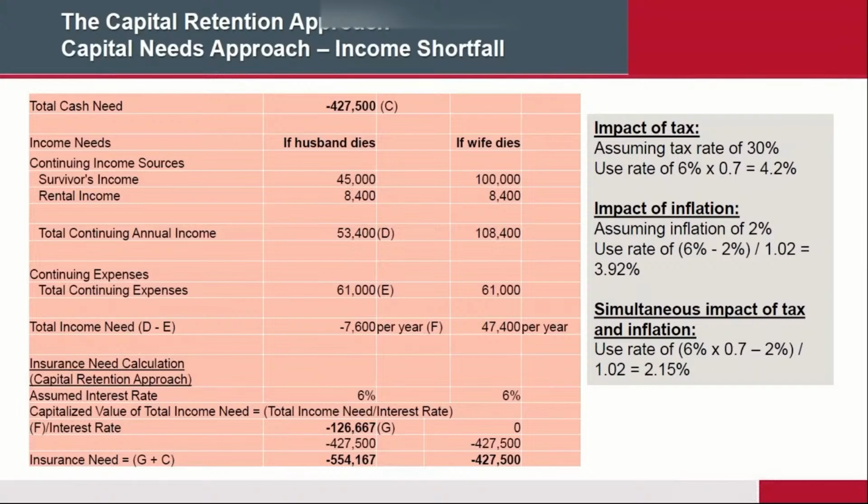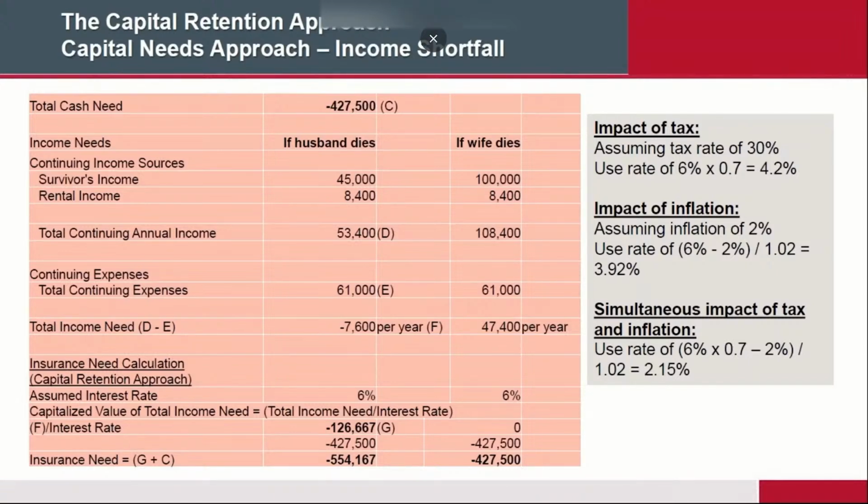Okay, that is the amount of insurance should Mr. Jones die. What if it's Mrs. Jones that dies? So the wife dies. But Mr. Jones' income, survivor's income, is $100,000. The rental income is the same, $8,400. So when Mrs. Jones dies, Mr. Jones still has $108,400 coming in every single year. The expenses, of course, will be the same, so that doesn't change. $61,000 still there. So now, in actual fact, we have excess. We have more money than we need. We've got $47,400 in excess money.